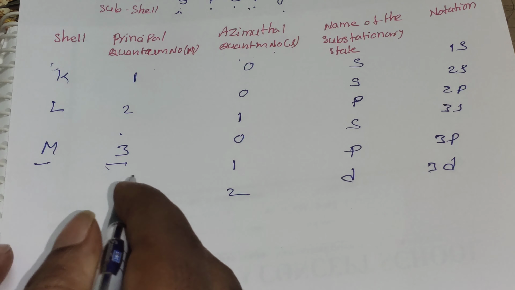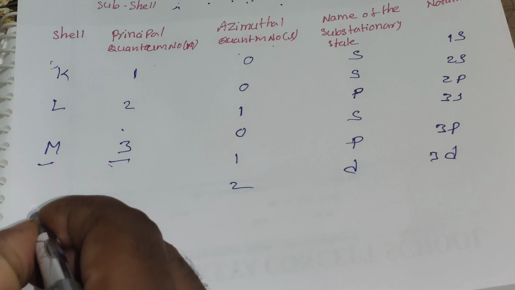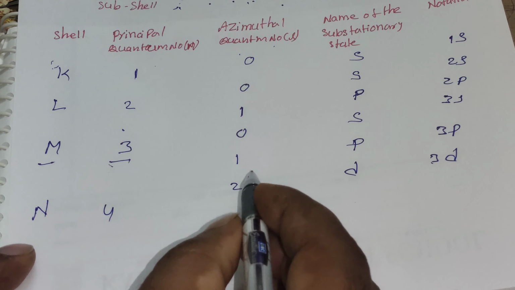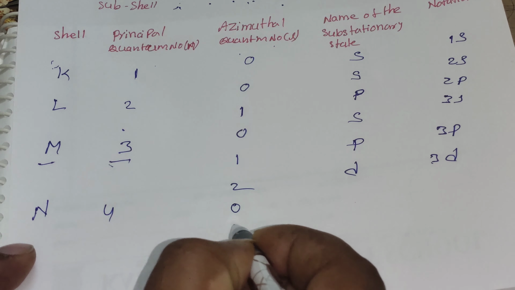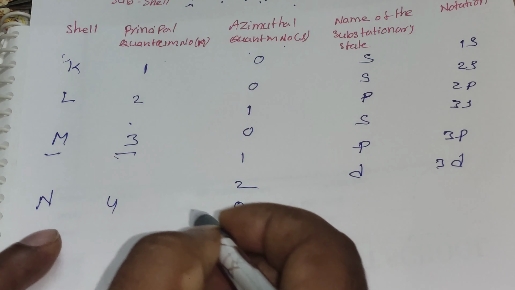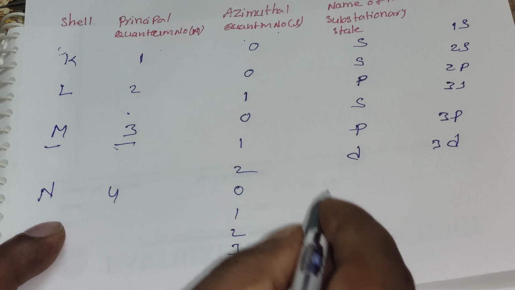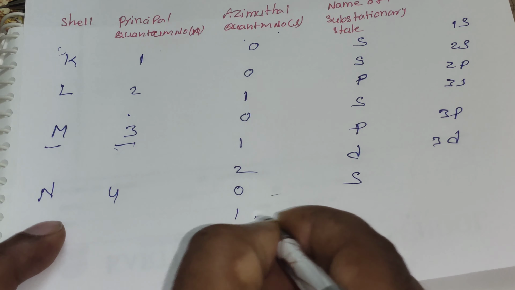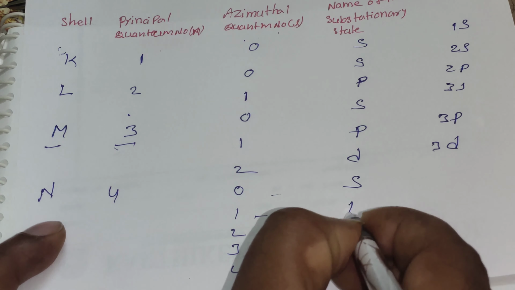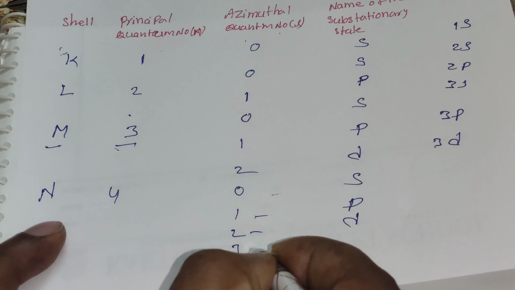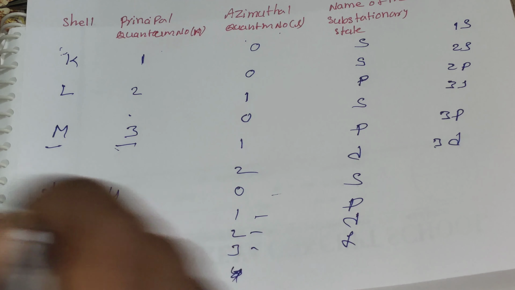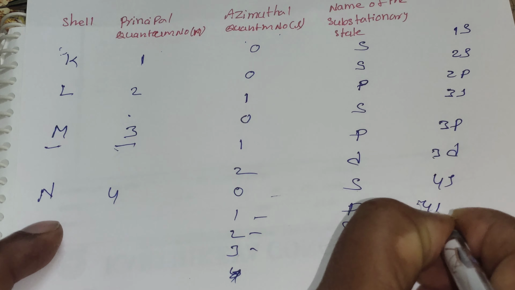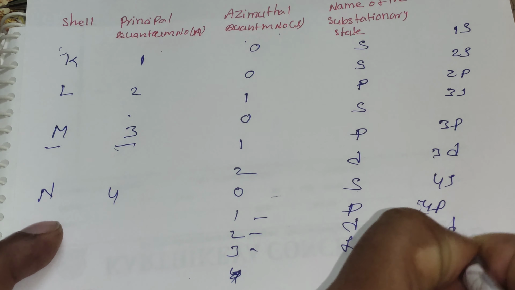And next one, n equal to 4. Here the azimuthal quantum number values are 0, 1, 2 and 3. 0 is the s orbital, 1 is the p orbital, 2 is the d orbital, and 3 is the f orbital. So here we get the 4s orbital, 4p orbital, 4d orbital and 4f orbitals.